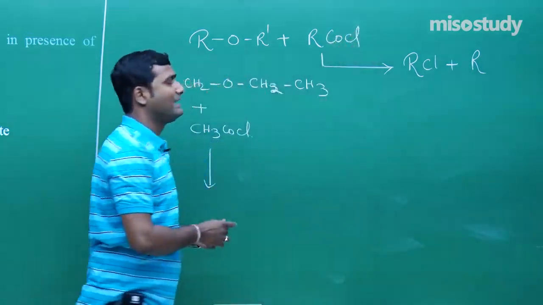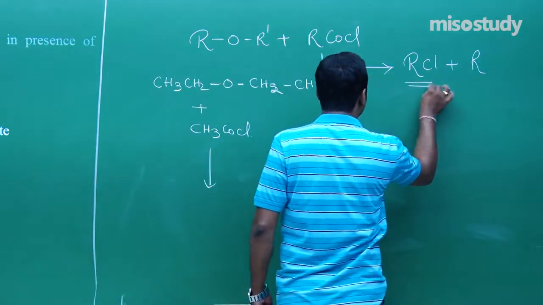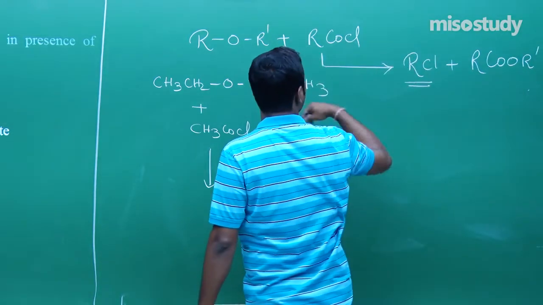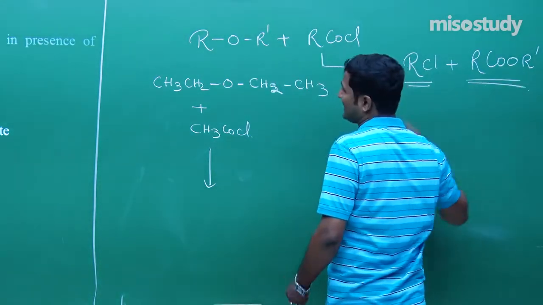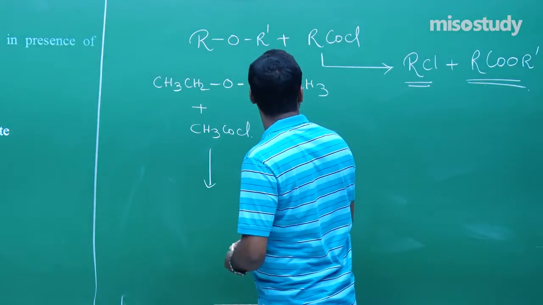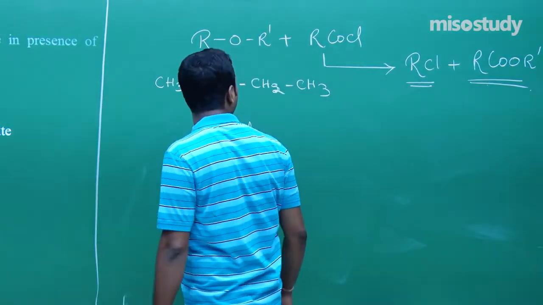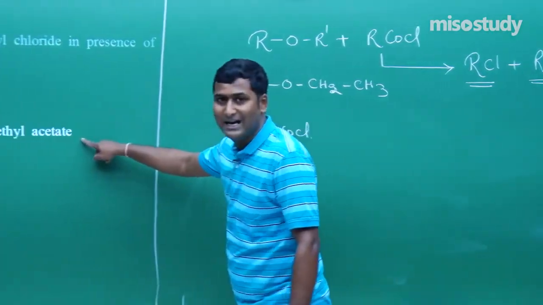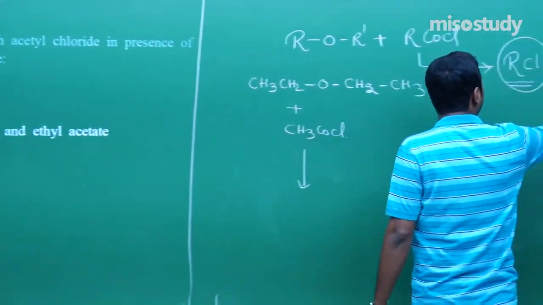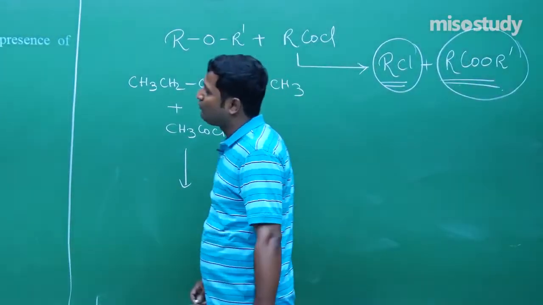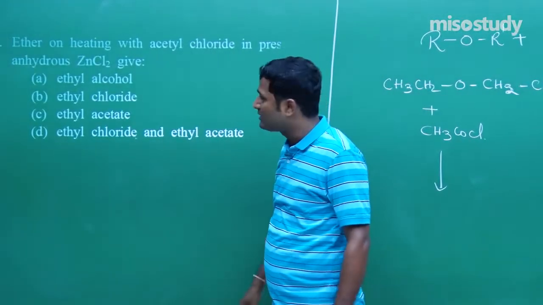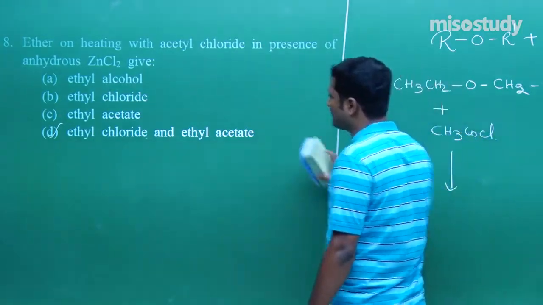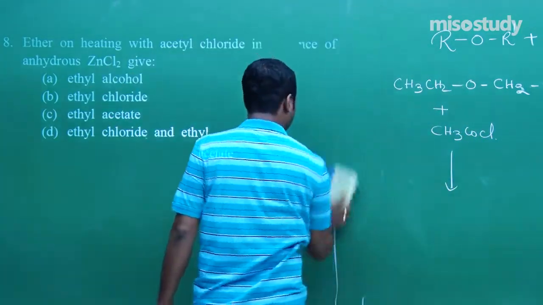RCOCl, clear to you? Then in this case, one product is halide and the second product is ester, ROR'. So the product is ethyl chloride and ethyl acetate. One product is chloride and the second product is ester. So in this case, what will be the correct option? Sir, D is the correct option. Clear? Now friend, I'm going to rub this part and we'll discuss the next one.